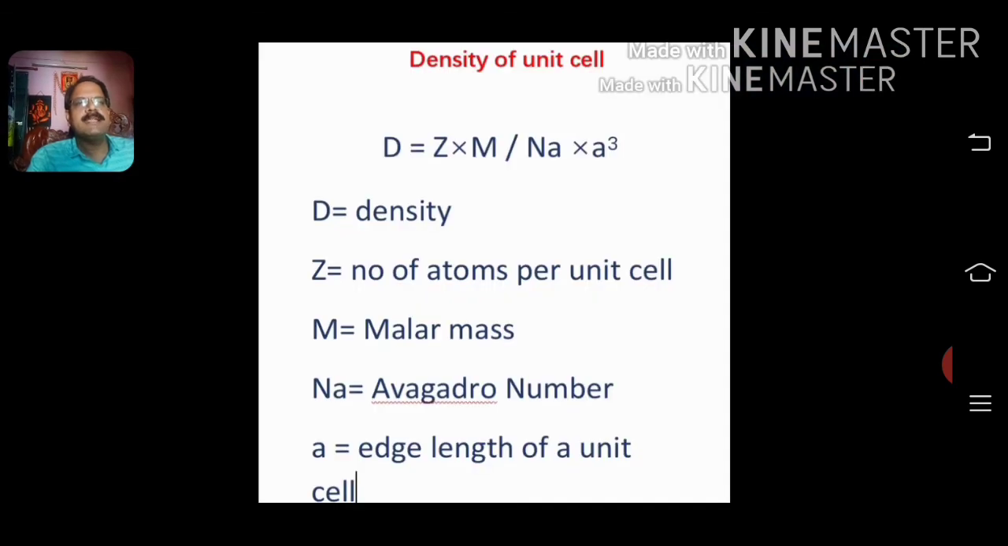Now let's see the density of a unit cell. It is given by d = Z × M / (N_A × a³), where d is density, M is molar mass, and a is the edge length of a unit cell.